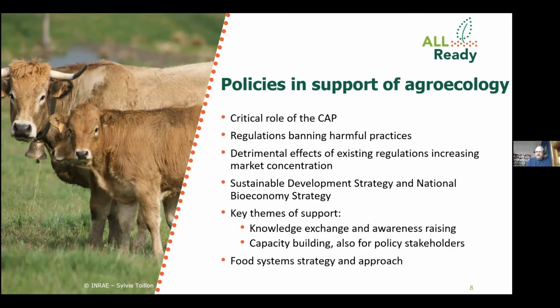The different strategies in Germany, I think we also heard about in the previous presentation, the sustainable development strategy and the national bioeconomy strategy, were also raised as key themes of support to address those barriers to transition, to foster knowledge exchange, awareness raising and capacity building, here also for policy stakeholders. And I think that relates to the role of living labs and research infrastructures in agroecology transitions, but also to specific aspects in relation to agroecology understanding and definitions, and the need for bringing together the different sides, from the producers and the consumers to policy, the kind of food system strategy and approach.